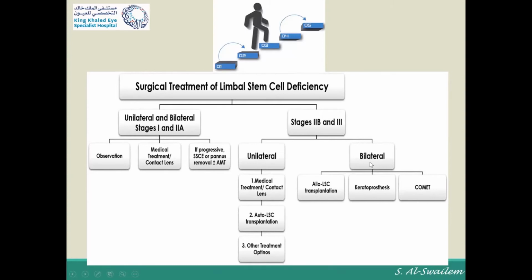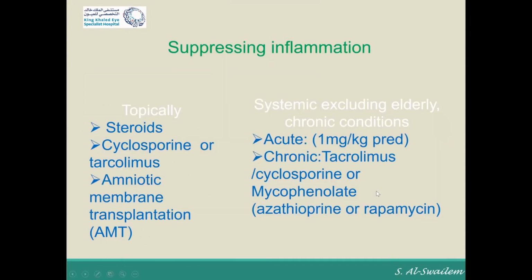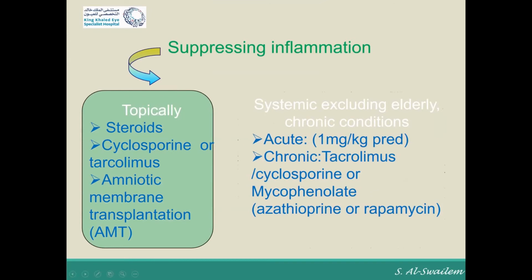If it is a severe bilateral disease, then you can do specific types of limbal stem cell transplantation. Although it's not from the same eye, it's from the donor or from a relative, or you can do an artificial corneal transplant. We call it keratoprosthesis, or we can use the mucosal coverage from the eye as a resource to provide a stem cell called COMET. So let's now discuss each entity.